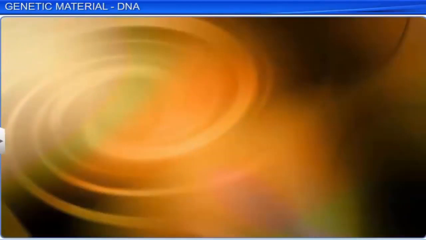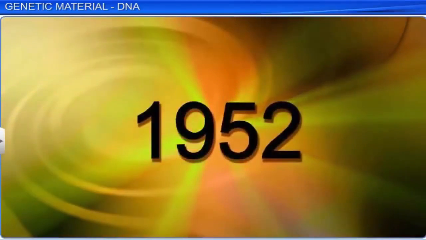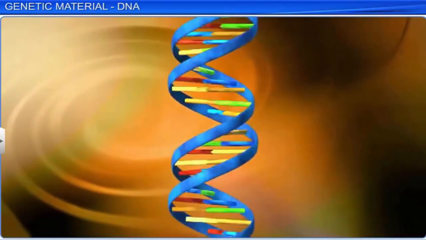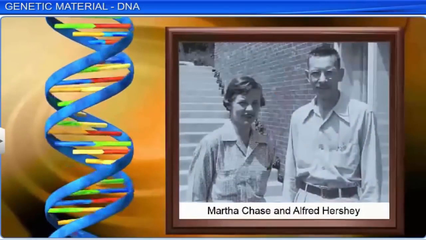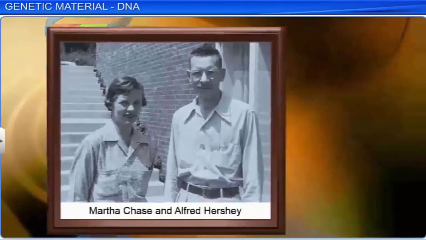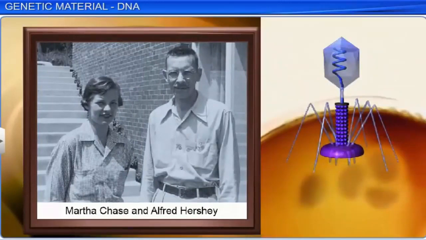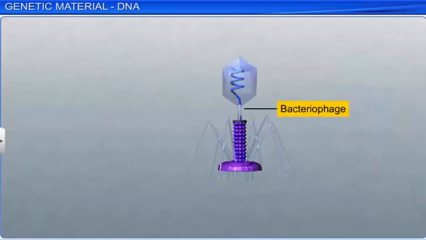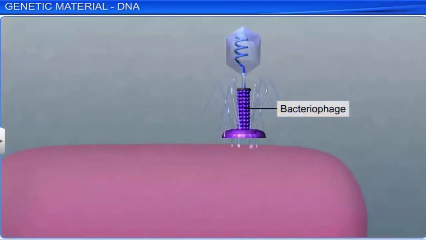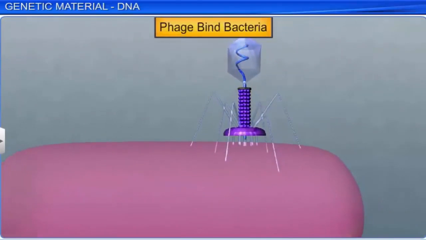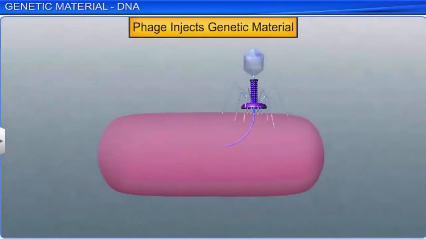Eight years later, in 1952, the definitive evidence that DNA was the genetic material was provided by Alfred Hershey and Martha Chase. They conducted their experiments with viruses that attack bacteria, better known as bacteriophages. Bacteriophages attach to bacteria and implant their viral genetic material inside the bacterial cell. The bacteria treat this genetic material as their own and produce more of such virus particles.